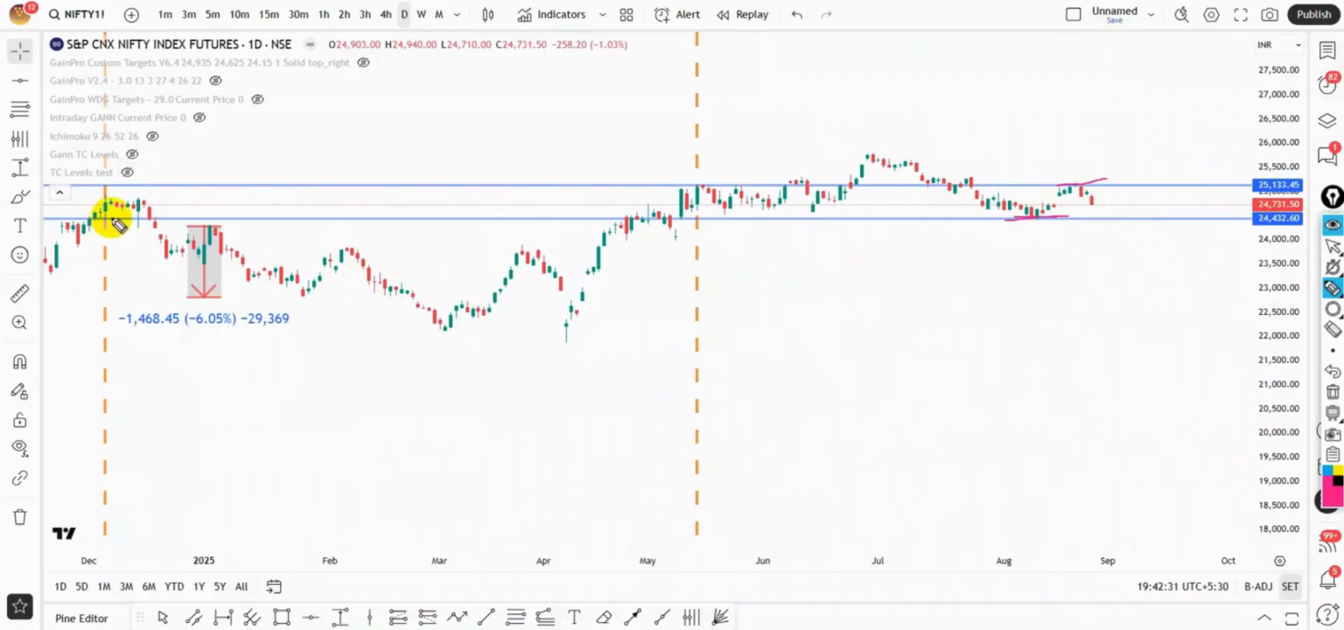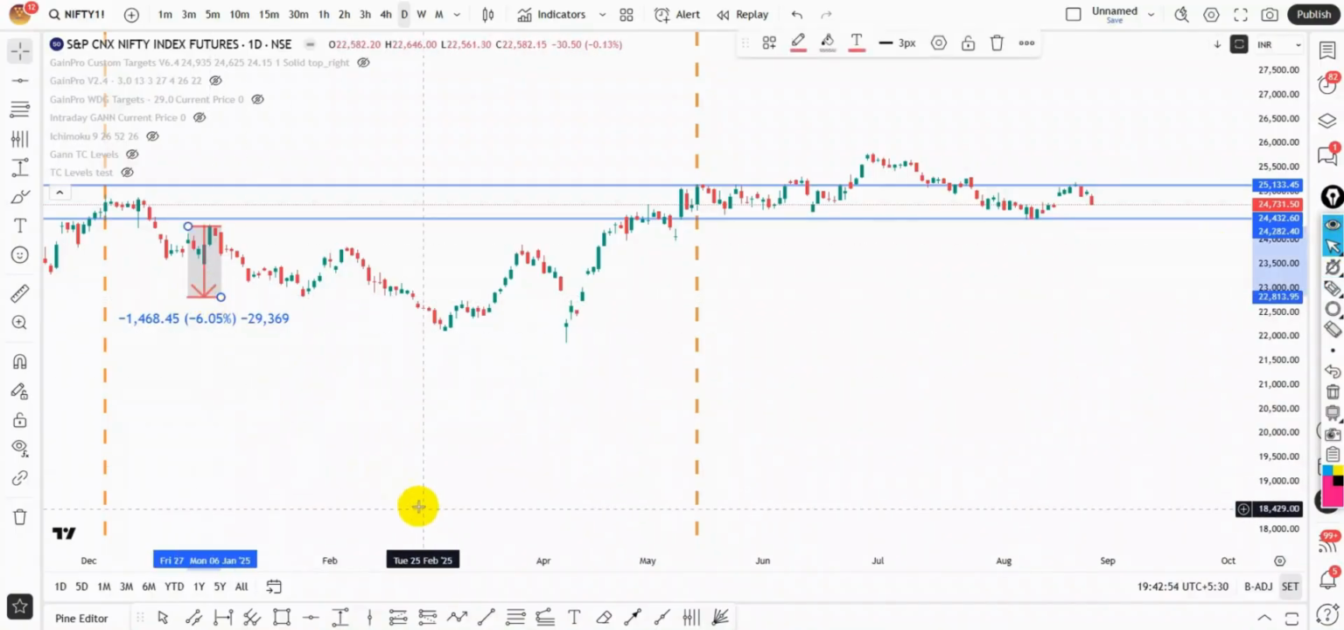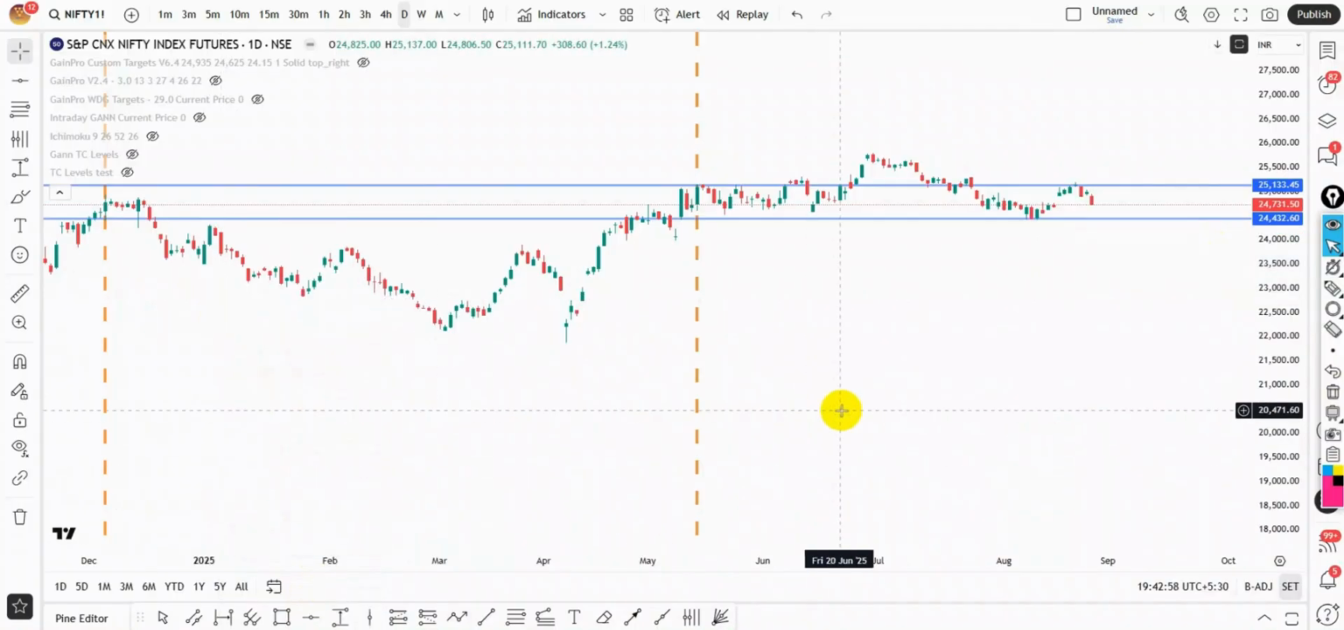So any breach above this, from 25,133, then you can go long. Anything below this, 24,432, you can go short. Simple techniques can actually make big money. You can make your trade much easier and without any unnecessary emotions which we generally apply on ourselves.